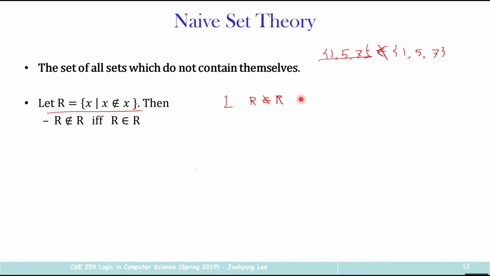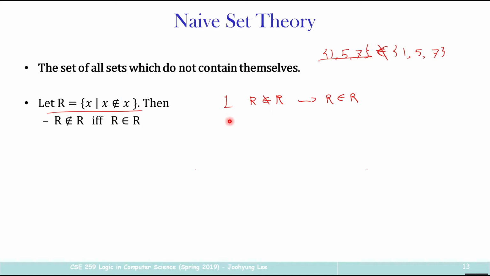So we conclude this. Let me repeat. If R is not a member of R, then R satisfies this membership condition, meaning that X belongs to R. Here X was R, so R belongs to R. Right? So we get this one.